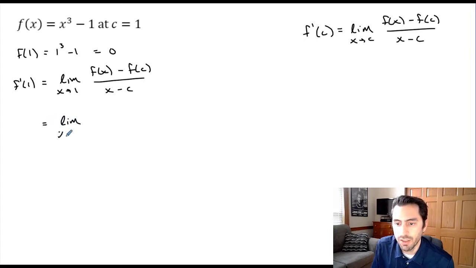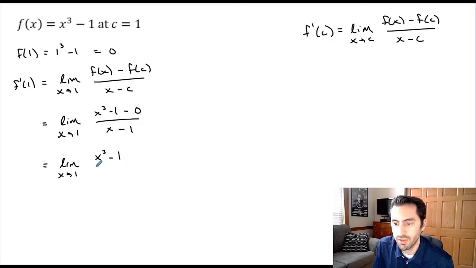So the limit as x approaches 1. So f of x is our original function, so x cubed minus 1. We already found f of c to be 0. And then in the denominator, we have x, and then our value for c is 1. Simplifying this one more time, as x approaches 1, that 0 doesn't do anything, so we just have x cubed minus 1 over x minus 1. And this is the limit that we need to evaluate.